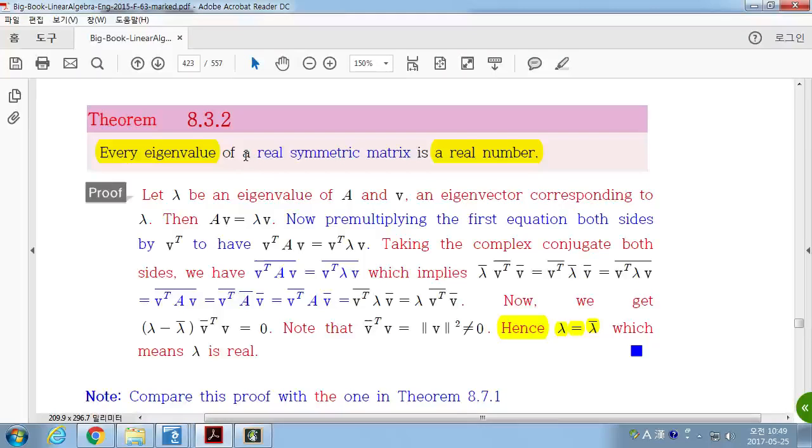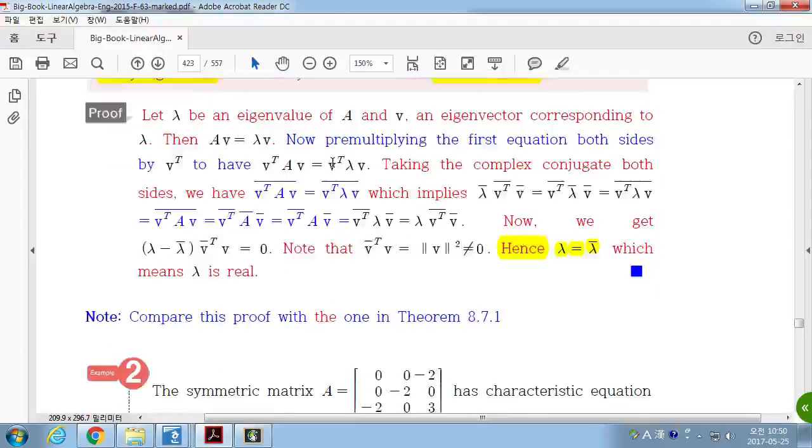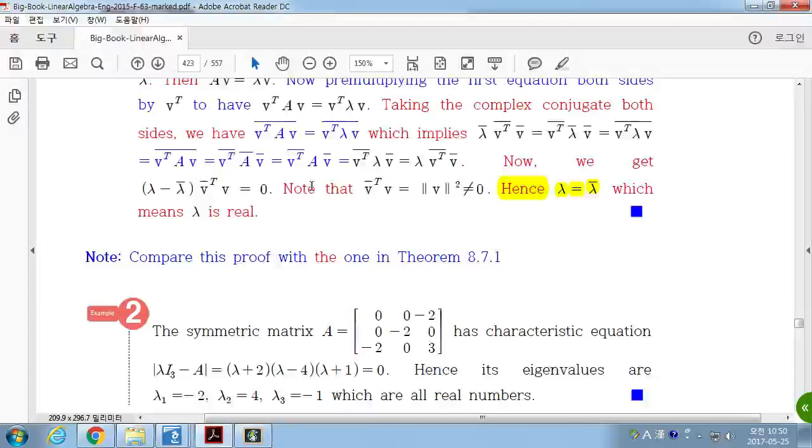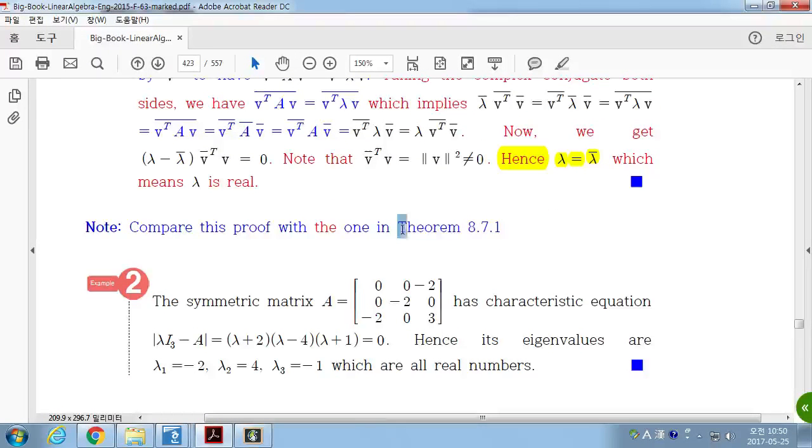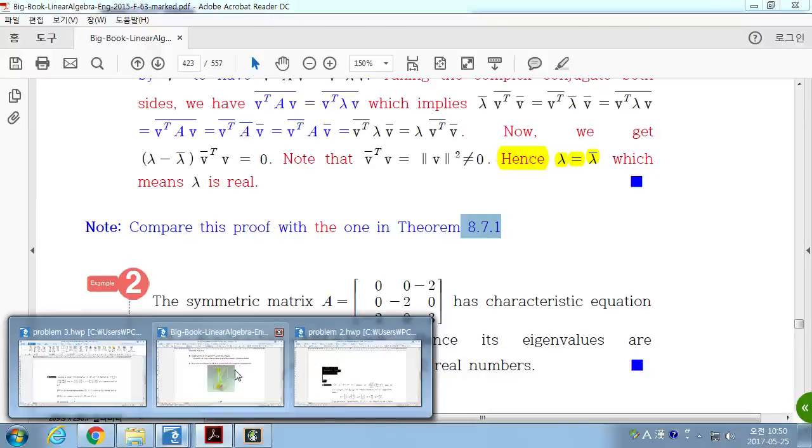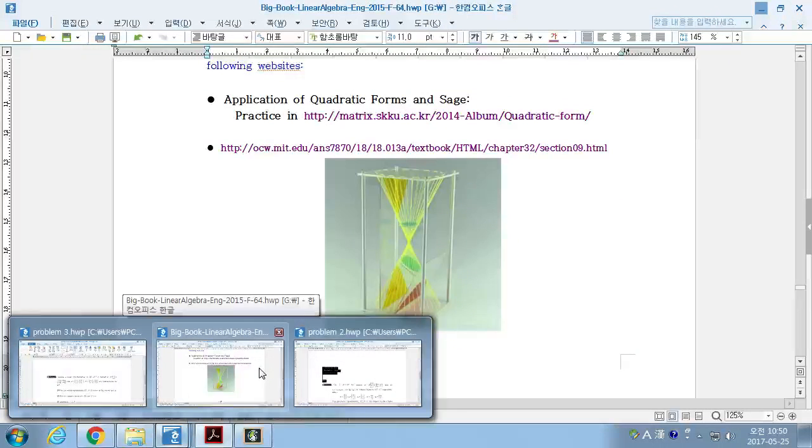Now, theorem 8.3.2 says every eigenvalue of a real symmetric matrix is a real number. Every eigenvalue is a real number. The real symmetric matrix has all real eigenvalues. Okay? The proof of this will be given in theorem 8.7.2. I will show it here.